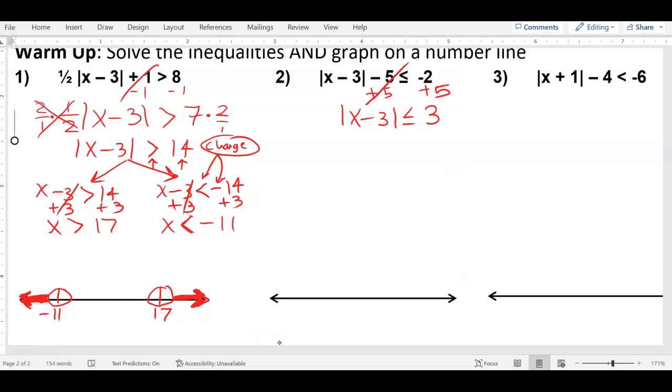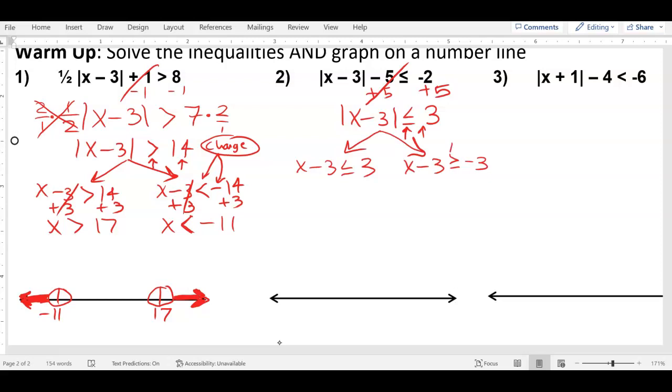I have bars isolated, so now is when I split it. Remember, when I split it, I'm going to rewrite this without the vertical line absolute value bars. So I have x minus 3 less than or equal to 3. But over here, there's 2 changes. I'm going to flip the inequality, and I'm going to change the sign here. So now I'm going to have x minus 3, instead of less than or equal, I'm going to have a greater than or equal, and instead of a positive 3, I'm going to have a negative 3.